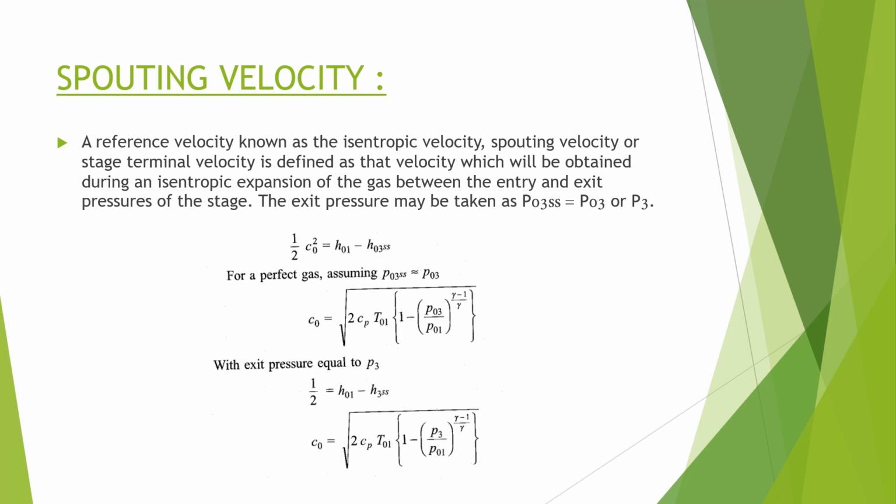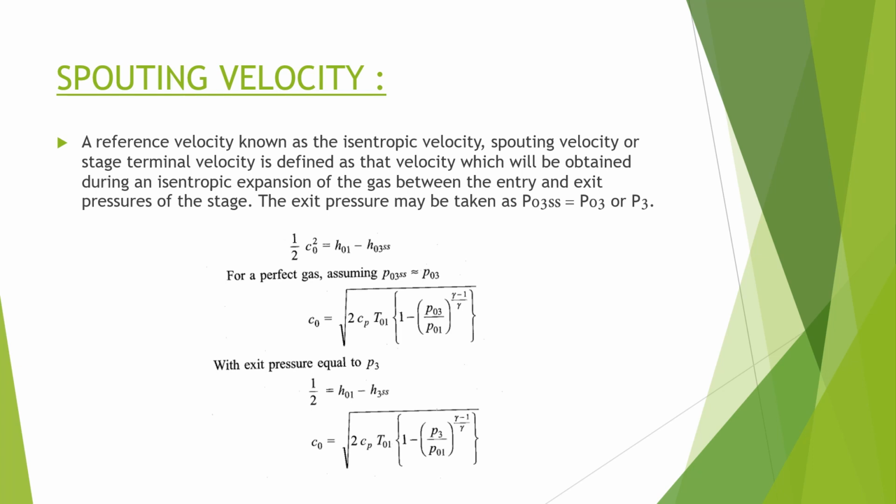The first one is spouting velocity, a reference velocity known as the isentropic velocity, spouting velocity or stage terminal velocity. It is defined as the velocity which will be obtained during an isentropic expansion of the gas between the entry and exit pressure of the stage. The exit pressure may be taken as P03s equal to P03 or P3, which is also present in the form of the equation half C0 squared is equal to H01 minus H03 isentropic.